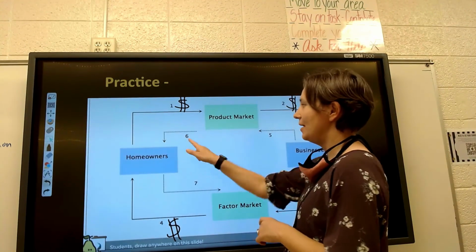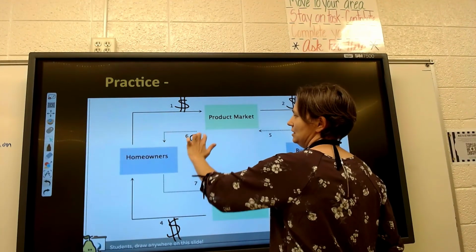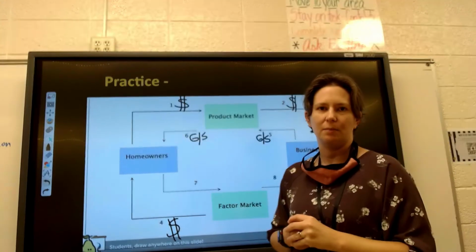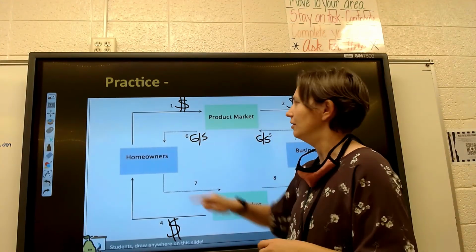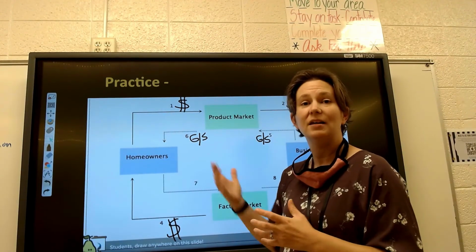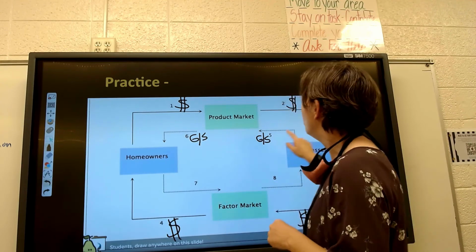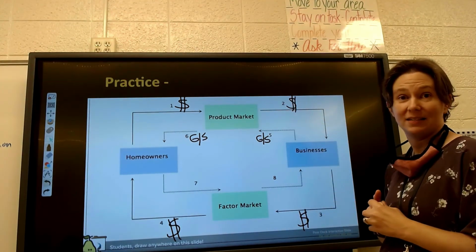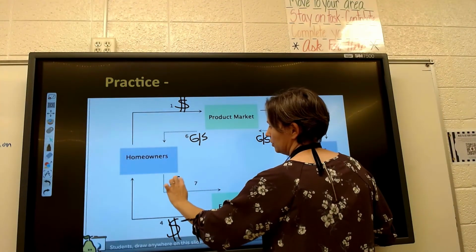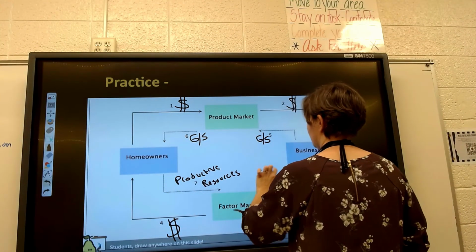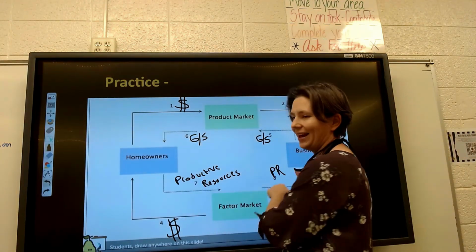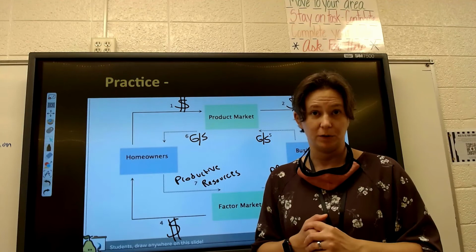When I buy that good or service, so I'm gonna put G/S for goods and services, that happens in the product market. So again, to check myself, did I spend money at the product market and did I get stuff? If the answer is yes, then I did this correctly. When businesses buy stuff, they're gonna buy the factors of production. So I'm gonna put productive resources here, and I put PR here for short. Businesses spent money and they got things like land, labor, capital, and entrepreneurship.